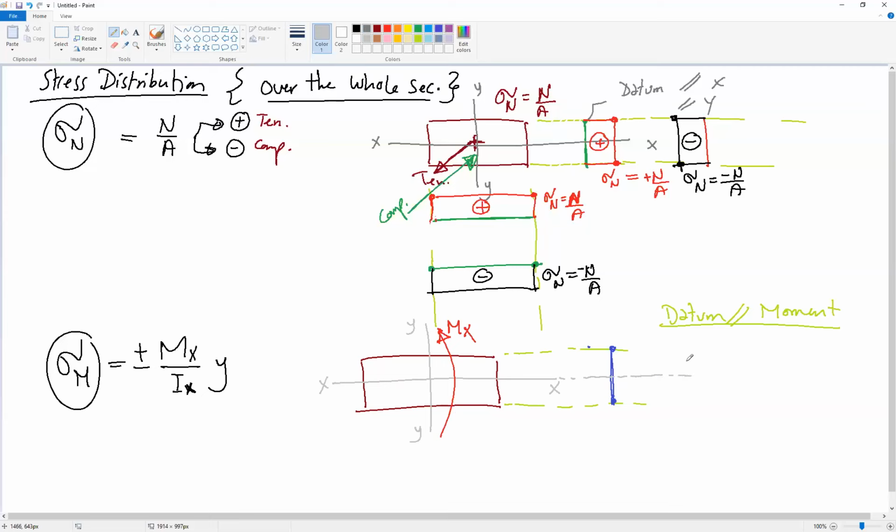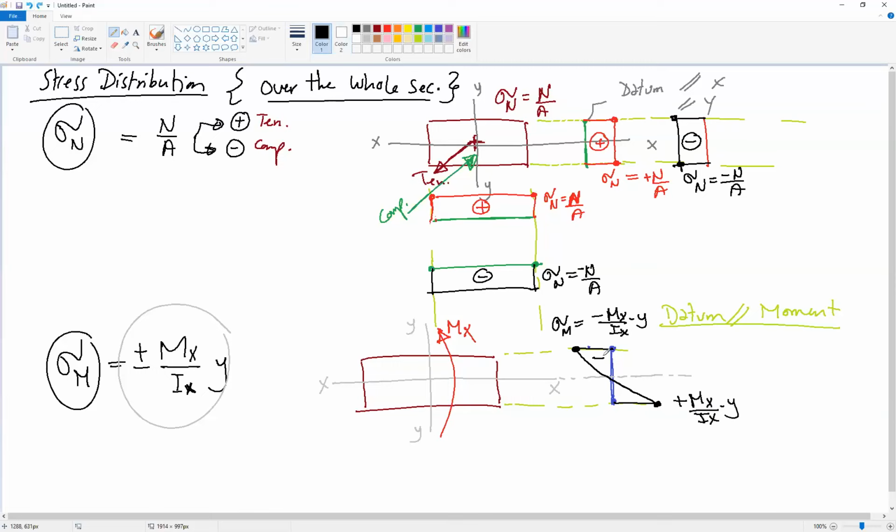So how can we plot this value here? Here it will be sigma m equals negative Mx by Ix multiplied by y, and the other side will be the same value but positive, Mx by Ix multiplied by y, and we connect them with a straight line.